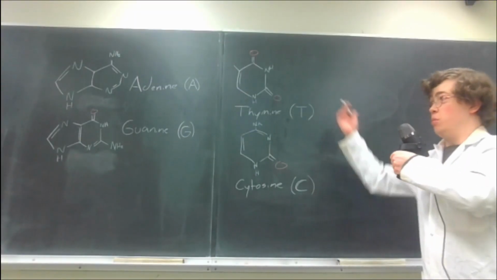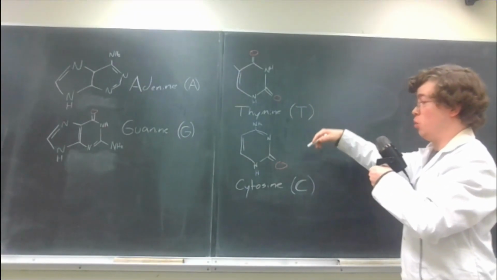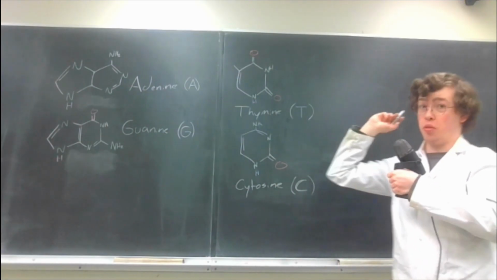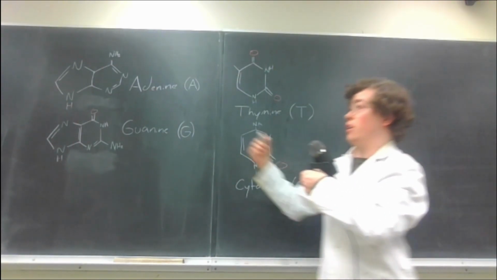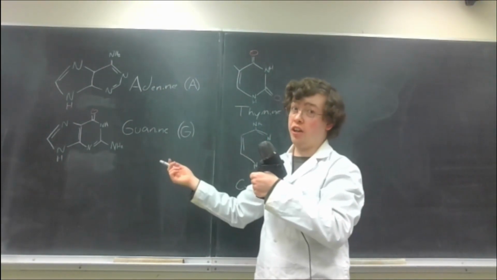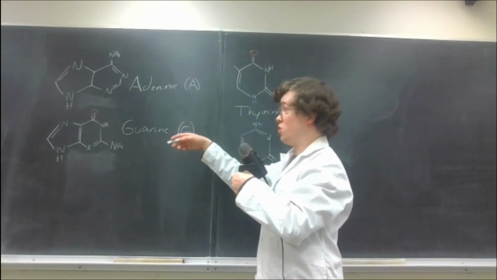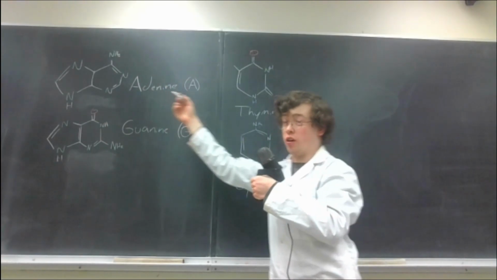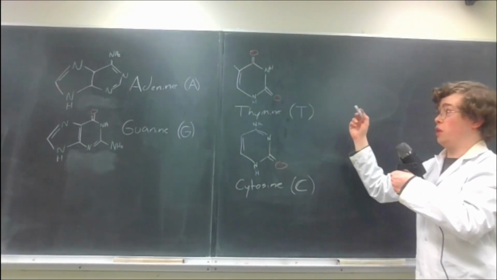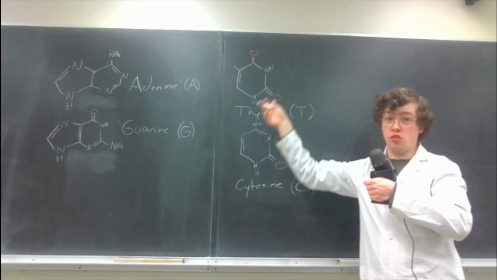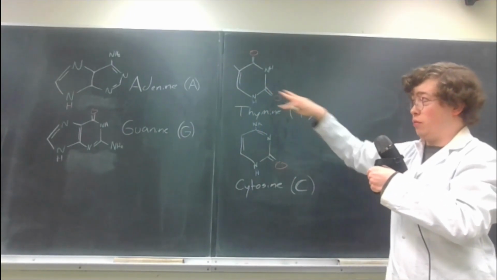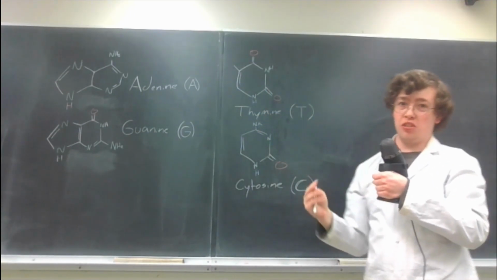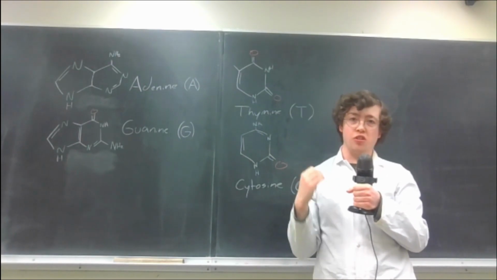Now, as you might have been able to notice, C and T, or cytosine and thymine, both have very similar structures, and guanine and adenine, or G and A, both have very similar structures, with both A and G containing 2 different rings in its structure, whereas C and T only contain a singular ring in its structure.